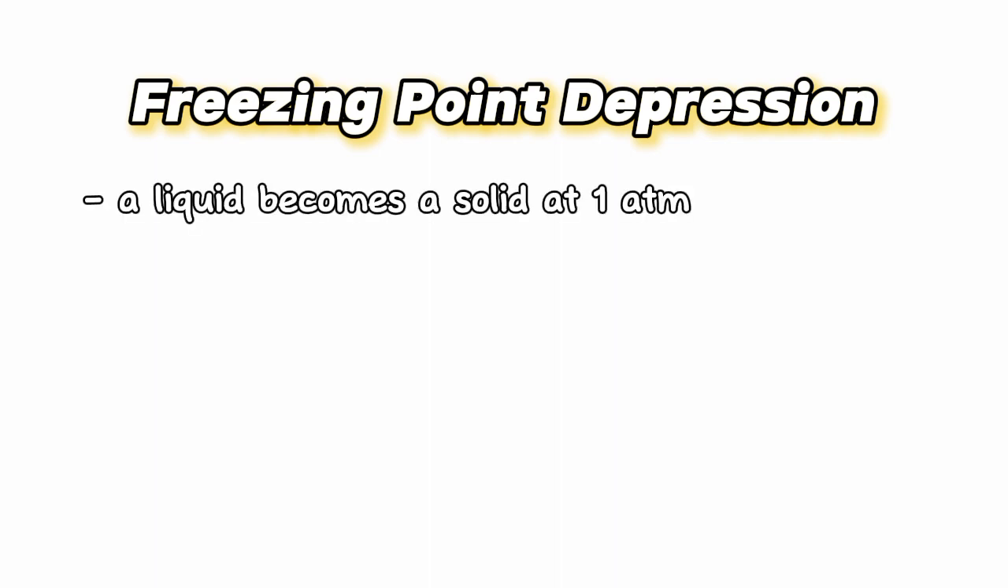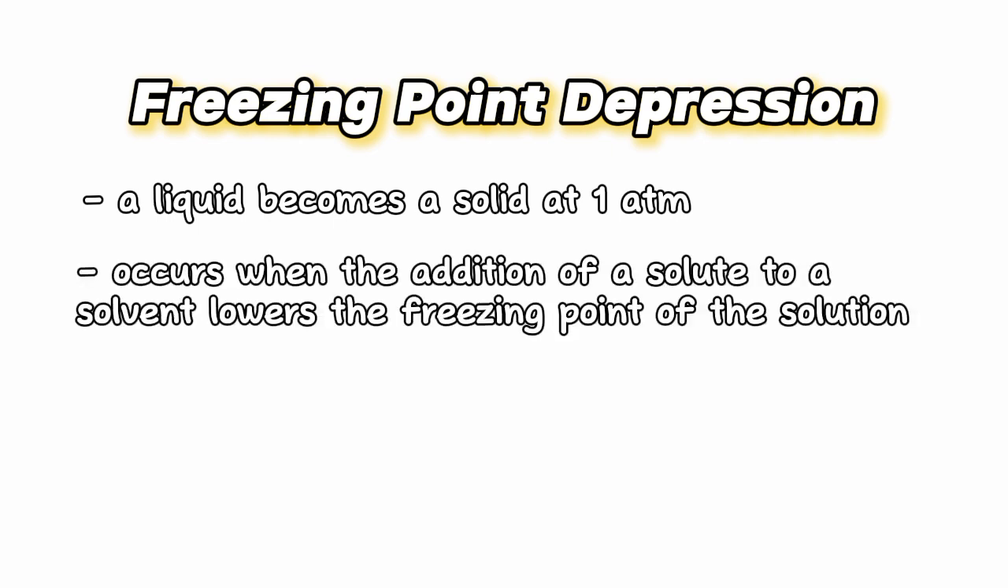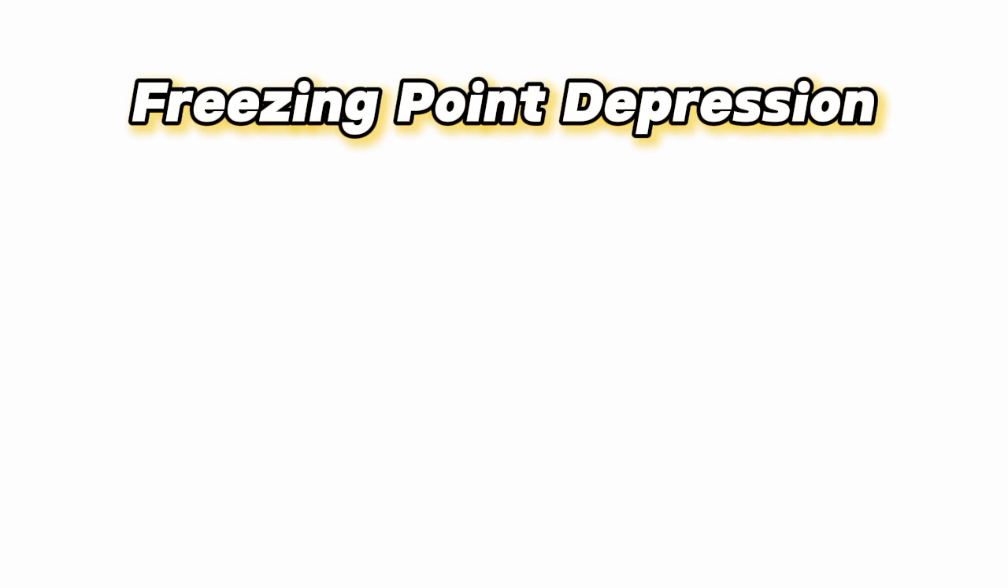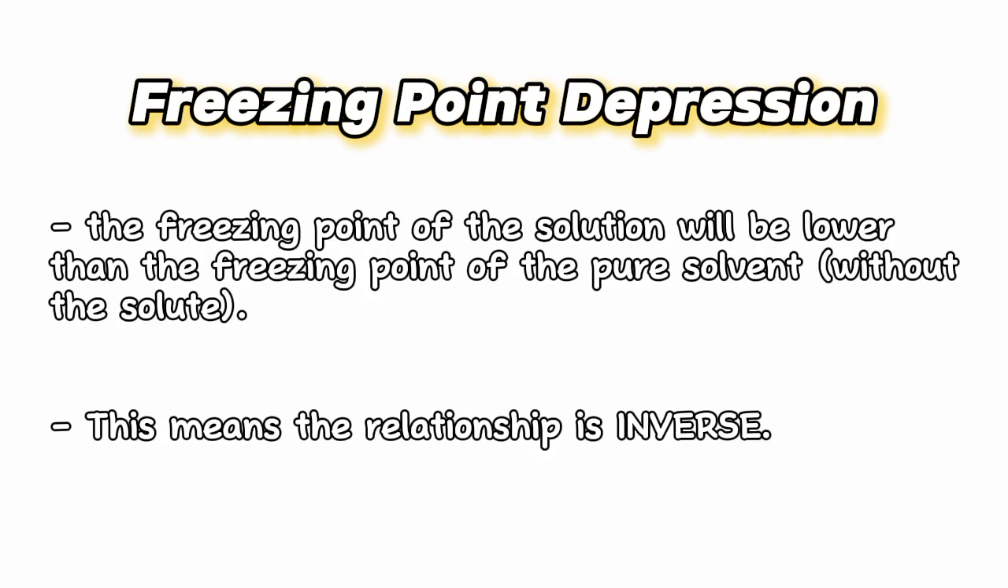The normal freezing point of a liquid is the temperature at which a liquid becomes a solid at 1 atm. Freezing point depression occurs when the addition of a solute to a solvent lowers the freezing point of the solution. This happens because the presence of solute particles disrupts the formation of the solvent's crystal lattice structure. Remember, as solute is added to a solvent, the freezing point of the solution will be lower than the freezing point of the pure solvent without the solute. This means the relationship is inverse.